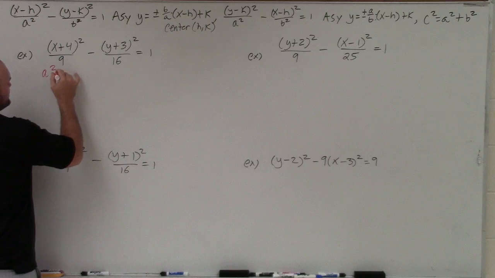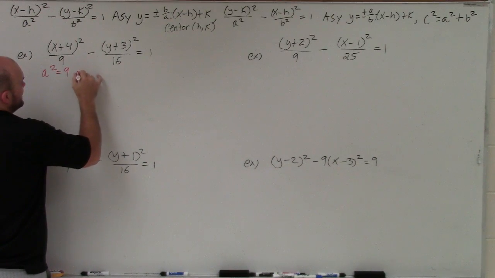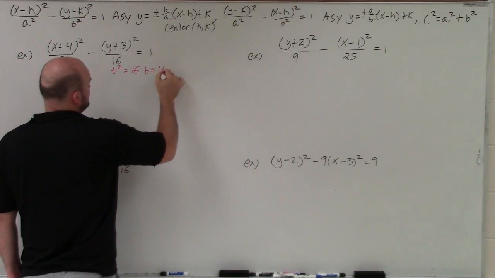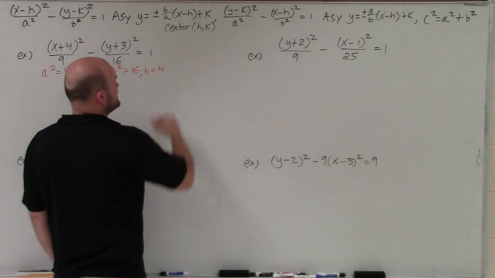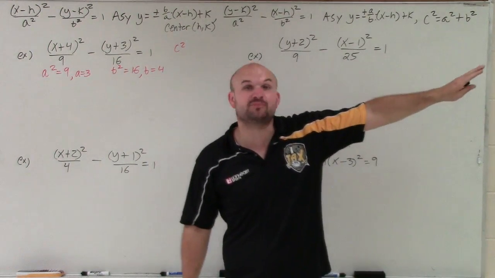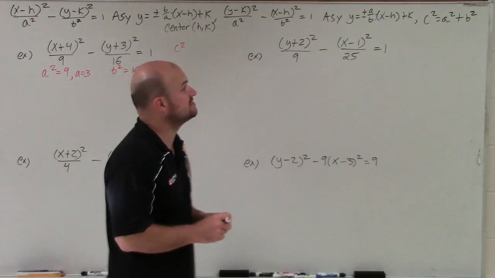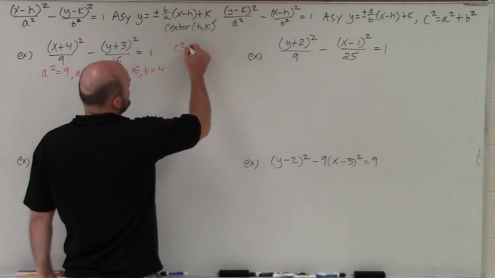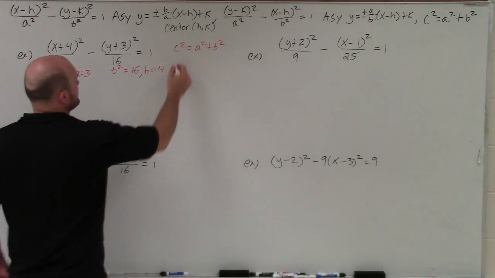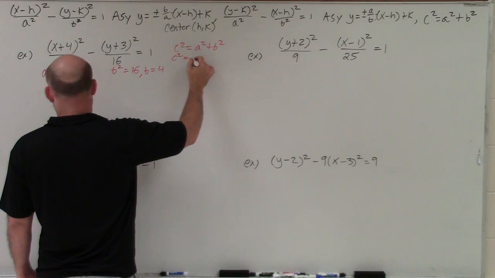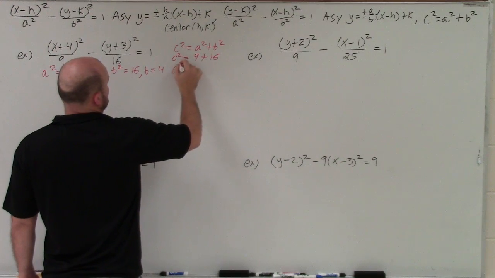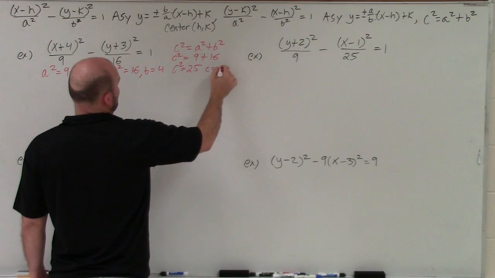So in this case, a squared is equal to 9. That means a is equal to 3. b squared is equal to 16. That means b is equal to 4. To figure out c, I need to use the equation, which is not the same as an ellipse. This is c squared equals a squared plus b squared, where for an ellipse it was c squared equals a squared minus b squared. So I have c squared equals 9 plus 16. So c squared equals 25, or c equals 5.